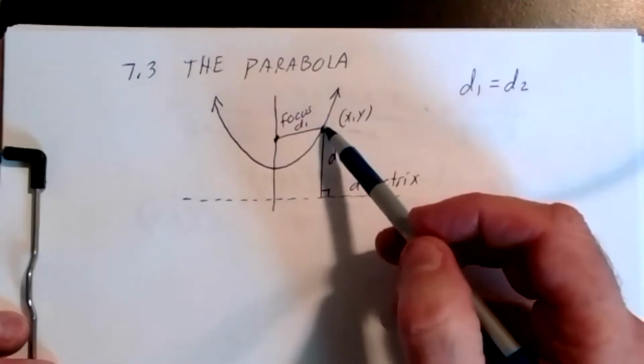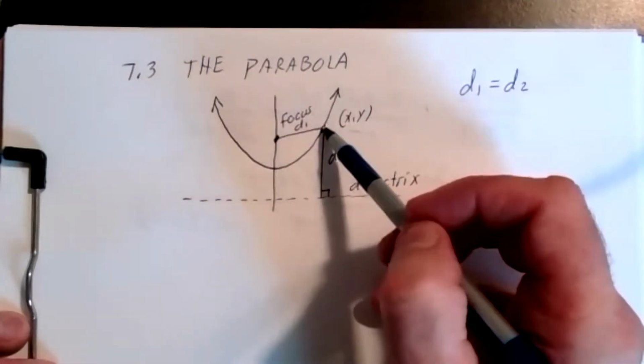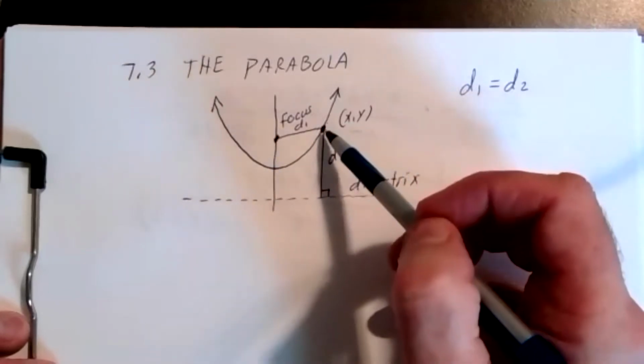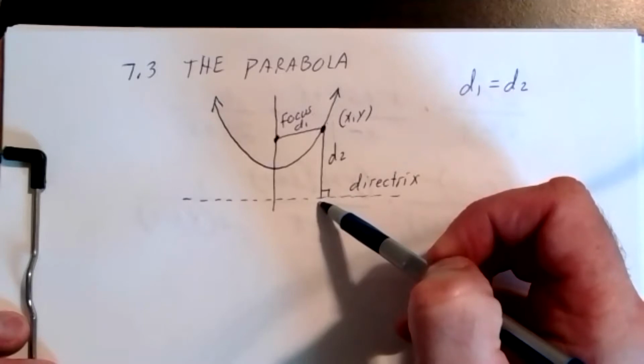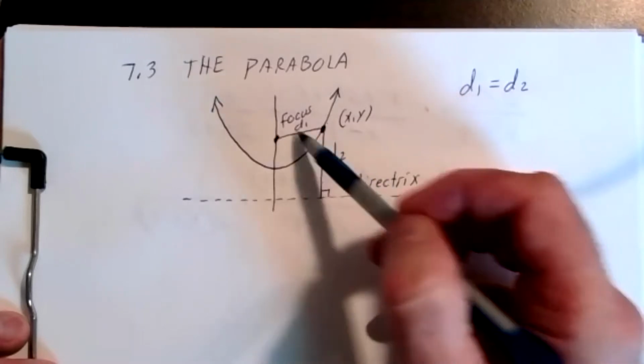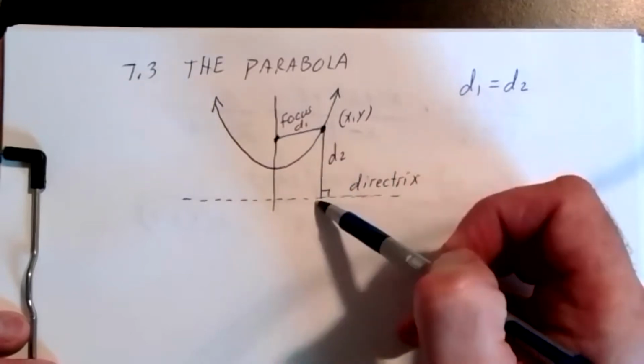Okay, so no matter where you move this point on the parabola, the distance between the focal point and the point on the parabola and the distance between the point on the parabola and this directrix, the perpendicular distances, those are equal to each other, these distances here. This distance equal to this distance.